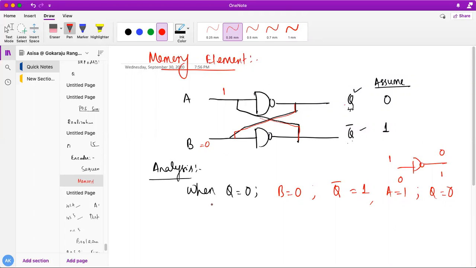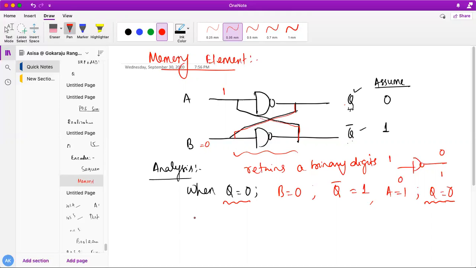So finally, what have we achieved? We assumed that Q is 0, and after the final analysis I have retained the same value, Q is 0. So what is happening here? The above logic circuit actually retains a binary digit. Am I correct? It retains a binary digit.